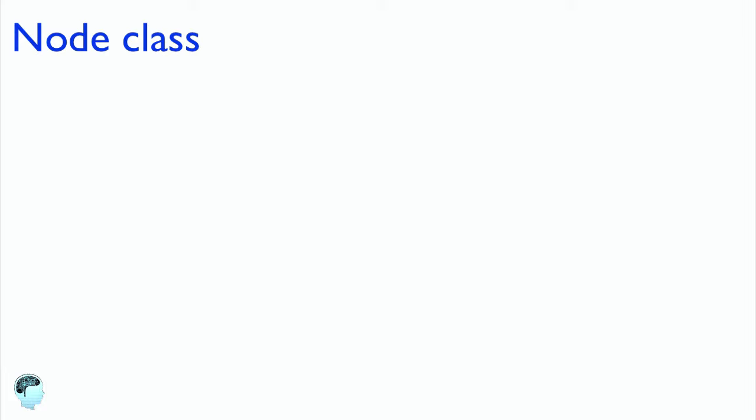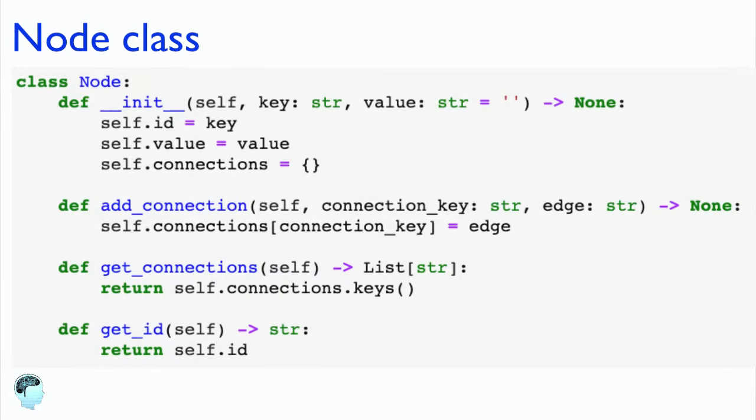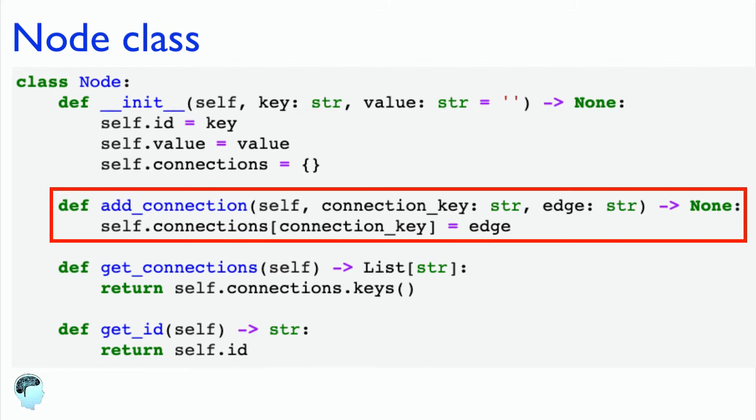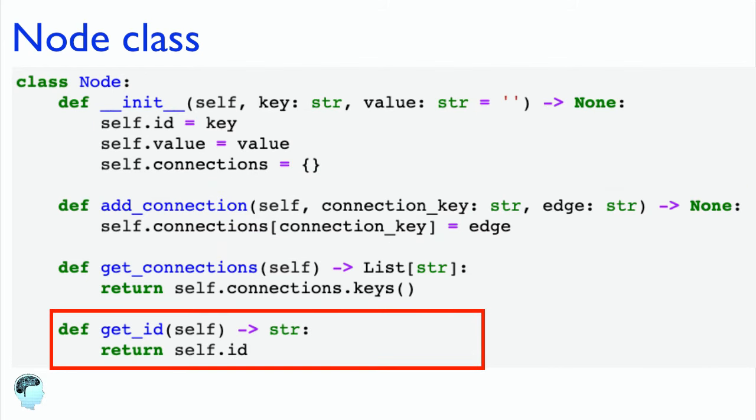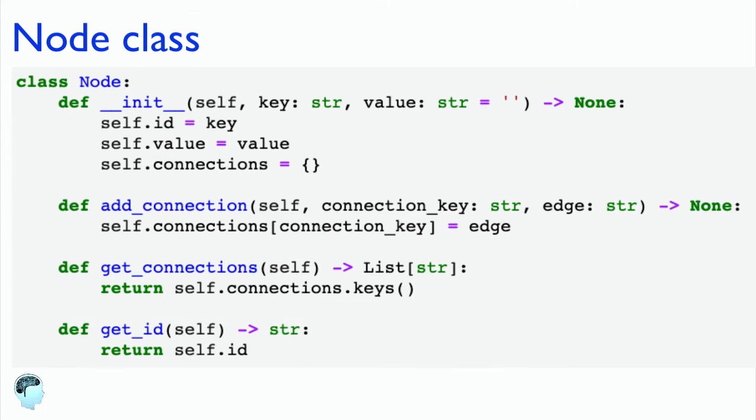Our next class is node. The node does not have any knowledge about what happens on the path. It has a key, a value, and a list of connections or edges. We can add a connection and we can get connections and get an ID of the node. These are just very basic operations. We can add some methods like delete connection, rekey, change value if we really need that. But for our simple example, this will be sufficient.